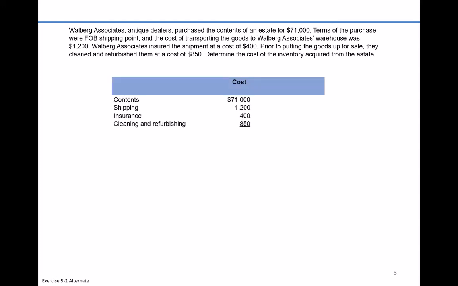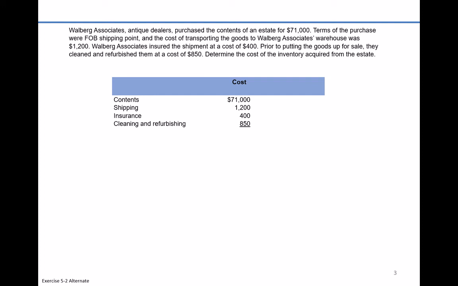With all of this information, we need to determine what is the amount that Wahlberg should list as the value of this inventory on their balance sheet. So let's put a little table together and recap all of the cost. The contents they purchased were $71,000, shipping of $1,200, insurance of $400, cleaning and refurbishing of $850.